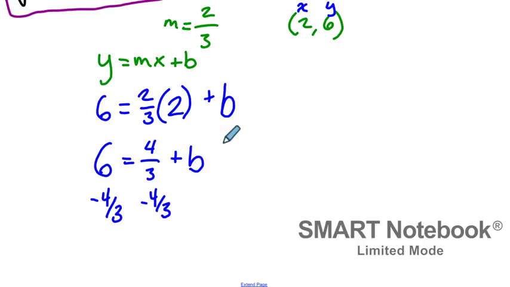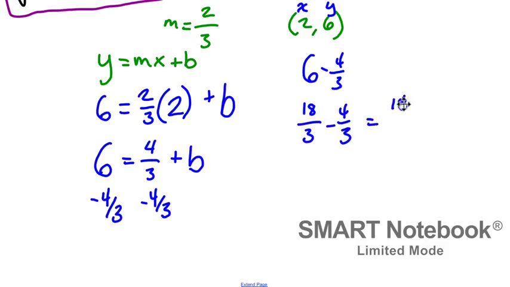I could always go into my TI. If I have an 84, TI-84 Plus, I could do alpha y equals. I don't have that on here to show you, but if you know what I'm talking about, good. Or if I know how to subtract fractions, I've got 6 minus 4/3. Of course, 6 is equivalent to 18/3, so I've got 18/3 minus 4/3, which is equal to 14/3. So that means that b is equal to 14/3.